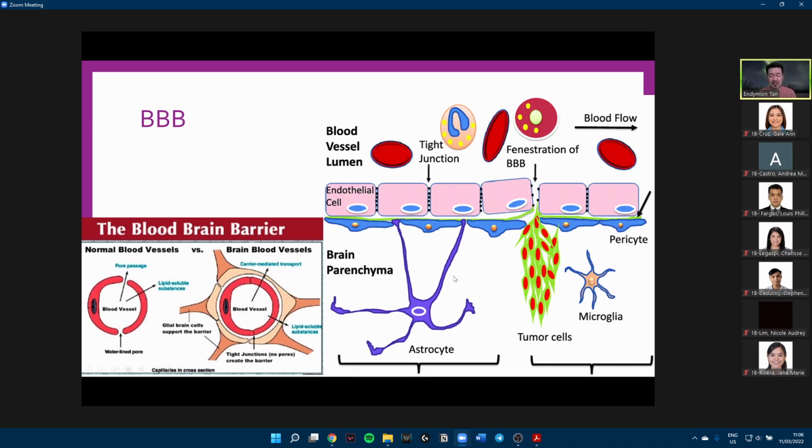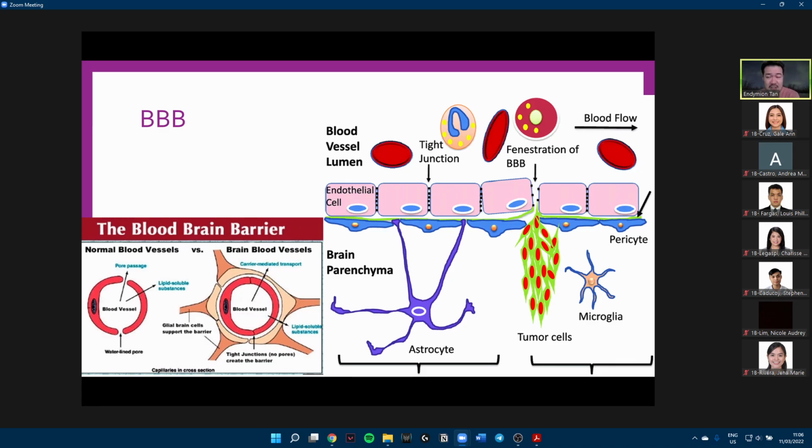Protektado siya. But for example, if you have tumors or you have a breach, nasira yung blood-brain barrier, then yung mga parasites, viruses, fungi, bacteria, anything can go inside, leading to infection. But if those offending organisms are so smart, we as humans, mas matalino tayo. We can give them medications.